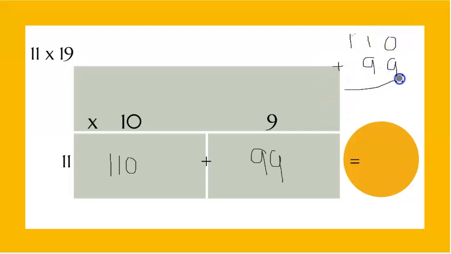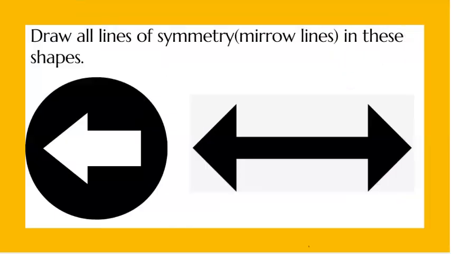I'll draw my line across. Draw my line gently. Good. 0 plus 9 is 9. 1 plus 9 is 10. But I'm not going to write 10. I'll write 0. I'll add 1 to this 1 here. So 1 plus 1 is 2. So I have 209. Super. All right.